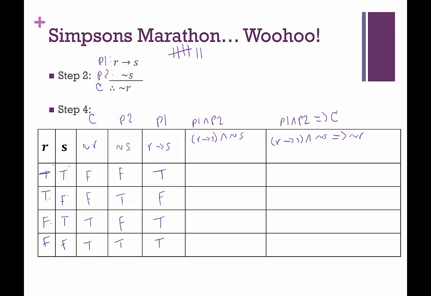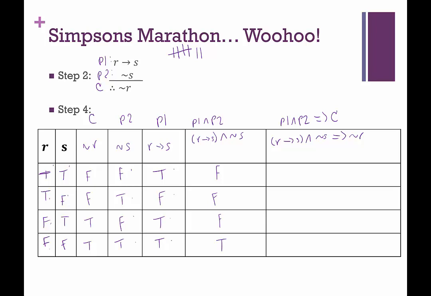Now for the conjunction of the premises. So here we're looking at, this is a conjunction. We need them both to be true in order for the conjunction to be true. So we have premise 1 and premise 2. Whoops, true and false, that's false. Here we have false and true, that's false. True and false is false again. True and true, hey, we finally have a true.